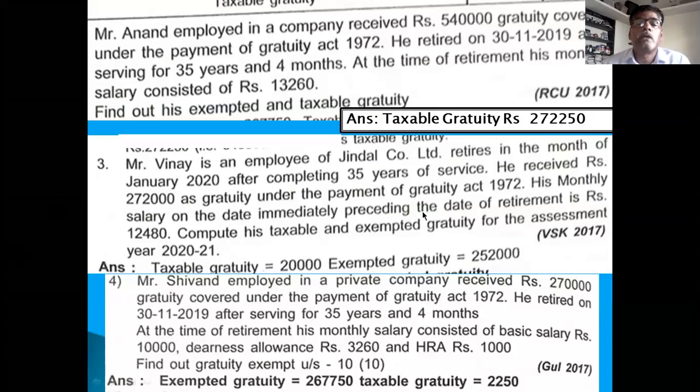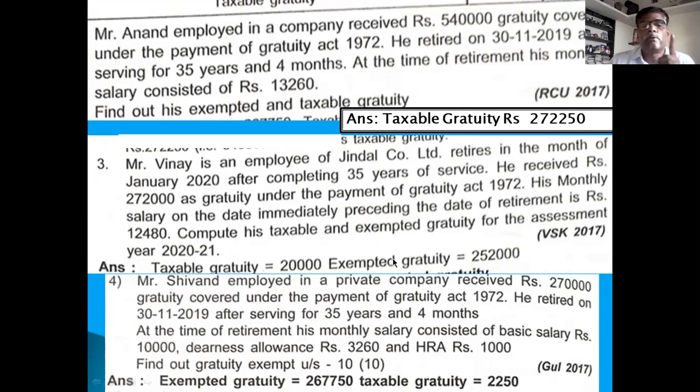And 3 points you calculate. 2,72,000 is the gratuity received. He is coming under the Gratuity Act 1972. Monthly salary immediately preceding the date of retirement is 12,480. Compute the taxable and exempted gratuity.